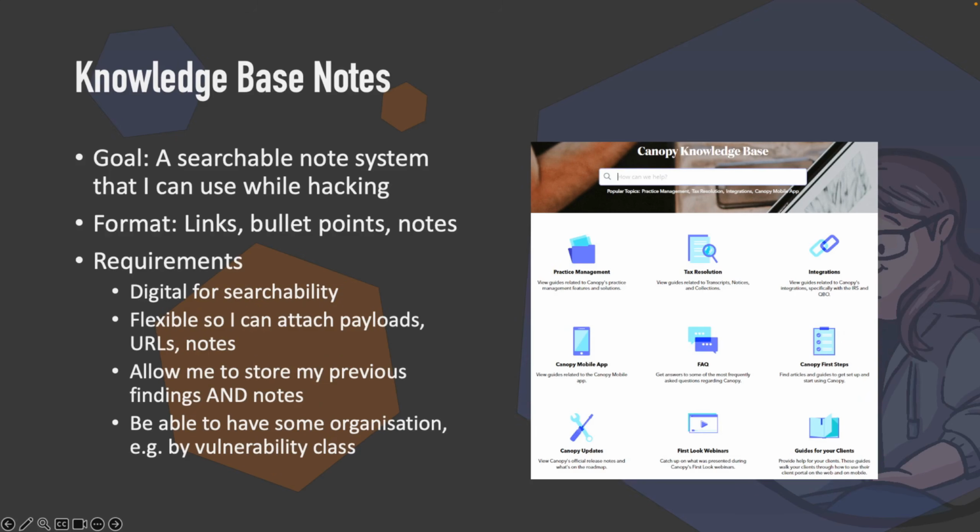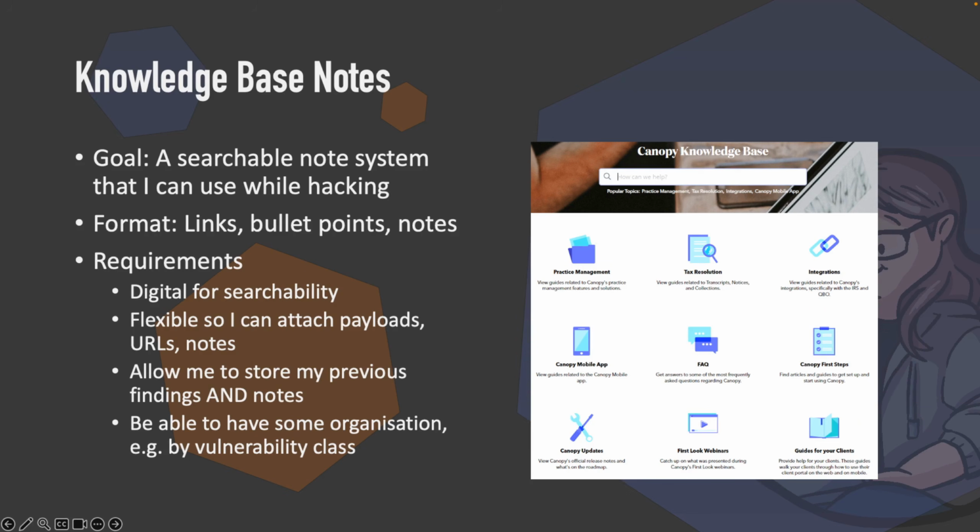to allow me to store my previous findings as well as my notes. So quite often the best hackers will become a specialist in one vulnerability, or maybe a few different vulnerabilities, but they tend to trend towards specialism. So being able to look at your previous findings and notes and say, okay, this is what I'm looking for, this is what I found previously, can be a huge benefit in getting started very quickly on a new target. And also to have some organization. So I could look up the different classes of vulnerability if I wanted to.